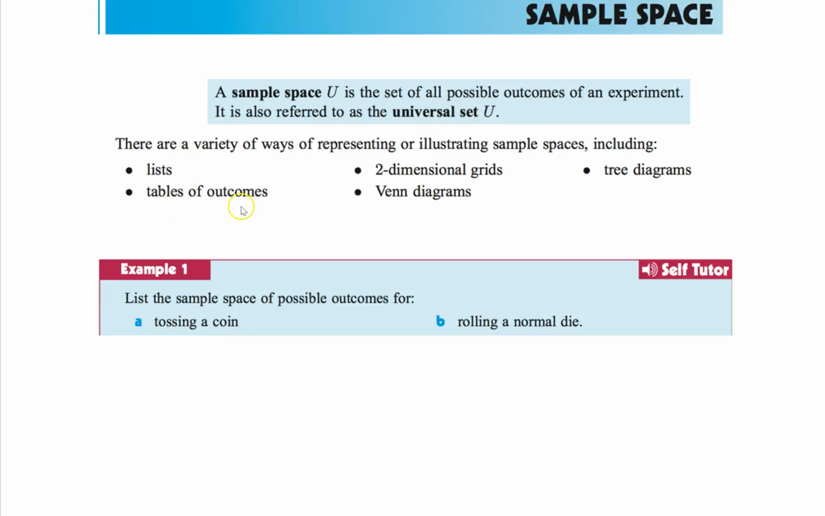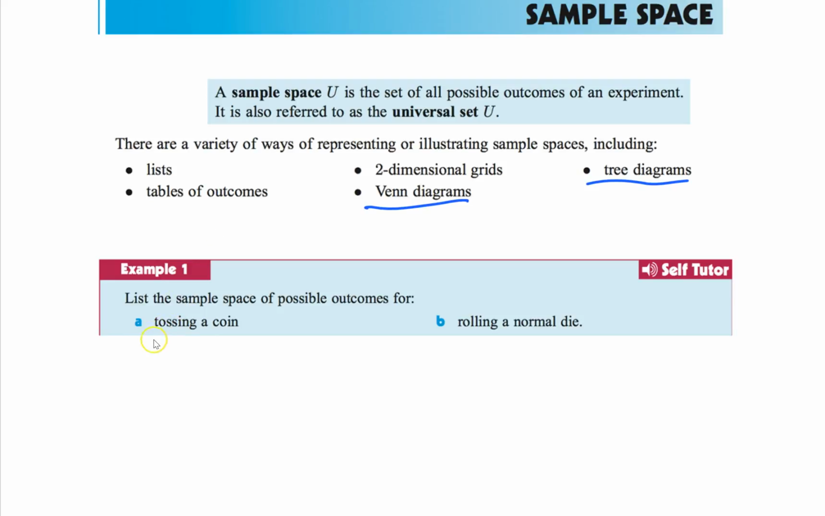Table of outcomes we'll talk about later. Two-dimensional grid I'll show you in a second. Venn diagrams, that's gonna be probably the next video. And same thing with tree diagrams. We'll talk about them. We'll have a whole section on just those two because they're super important. But to show you an example of how you do a list, let's look at what a sample space is.